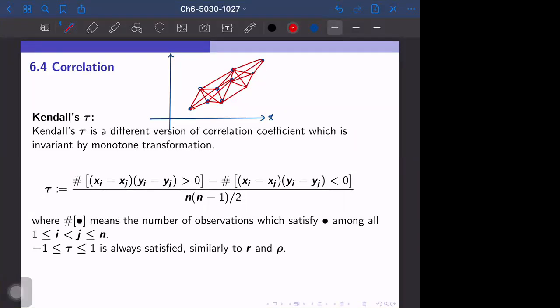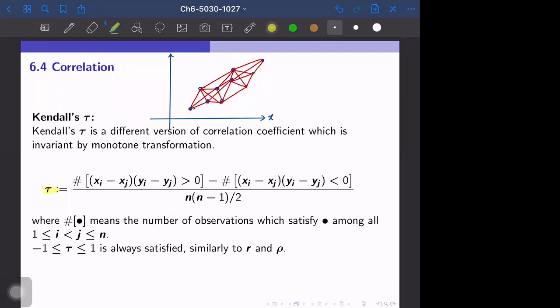Hi, the next one is Kendall's tau. The idea is similar to Spearman's rule. When we have some outliers, we want to make a correlation coefficient which is robust against those outliers. But just the definition is different from rho. Kendall's tau is a different version of correlation coefficient, which is invariant by monotone transformation, but not based on rank, but we have this quantity.